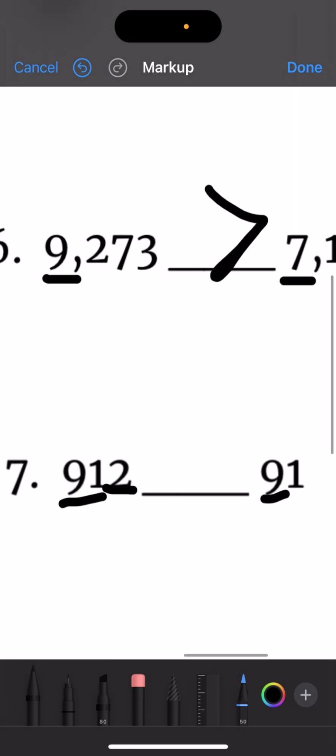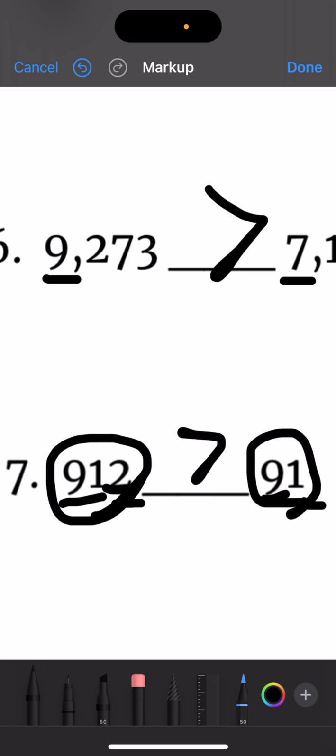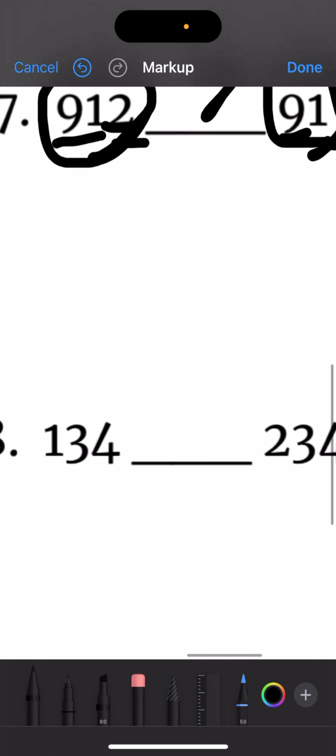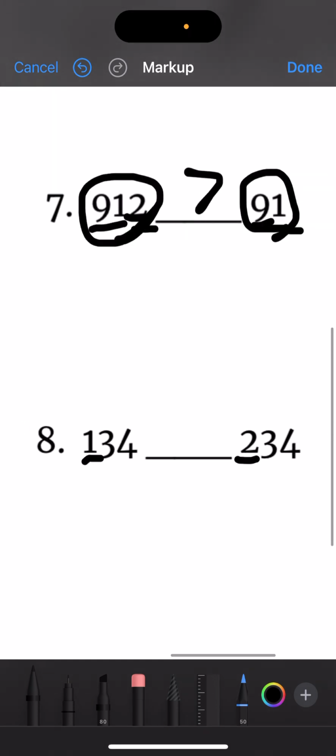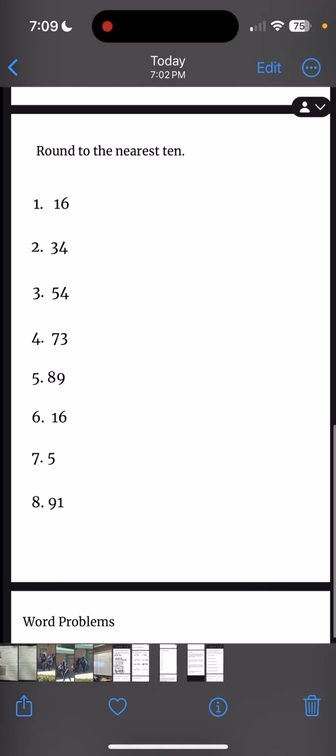9, 9, 1, 1, and 2, 2. You would probably think it'd be here. However, this is just 91 and this is 912. So it would be this way. 100 and 200, 200 is greater. And that was the last question.